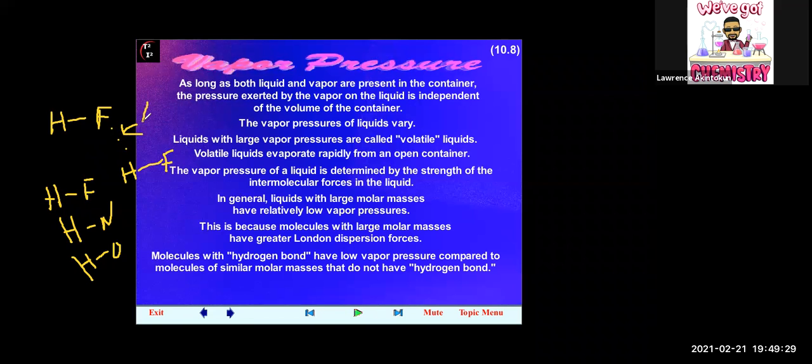Of course, remember this is your intermolecular forces. So you're talking about intermolecular forces right now, not intra. This is intra. We are not referring to intra at all. We're looking at intermolecular forces because all these examples relate to intermolecular forces.